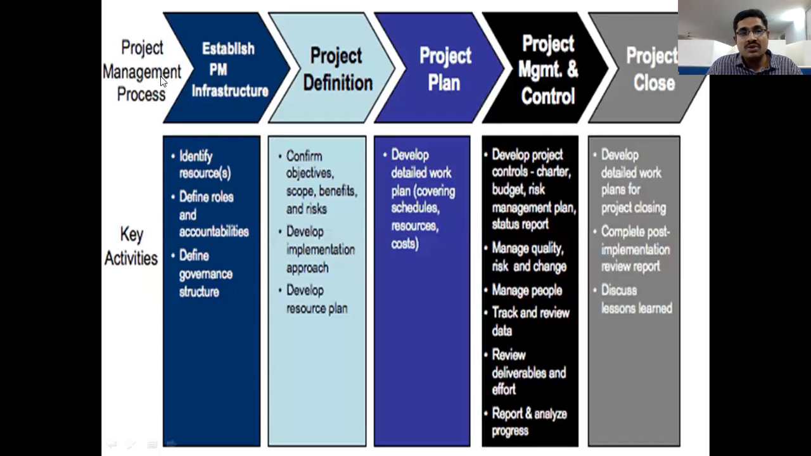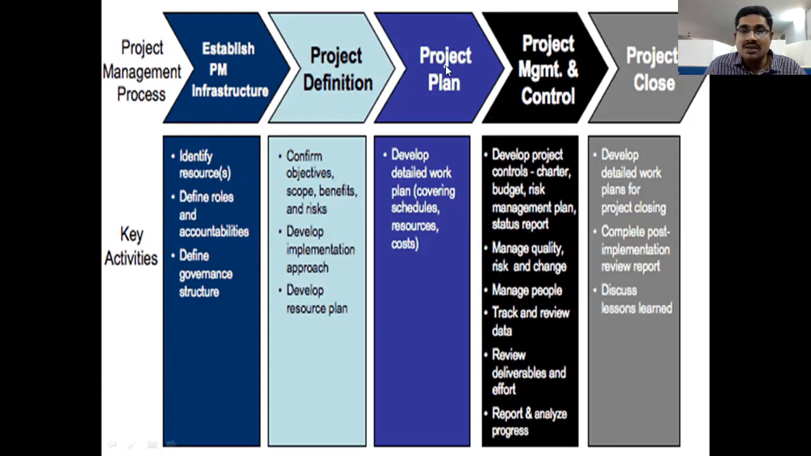And already we discussed the project management process. First of all, establishment of project management infrastructure by using these 3 things, and project definition. Simply identify the project objectives, scope, benefits, and risks of a particular project. We should understand the objectives and targets, benefits and scope, and also the risk analysis of the project, and develop implementation approaches and develop the resource plans. So simply develop the 5Ms plans here.